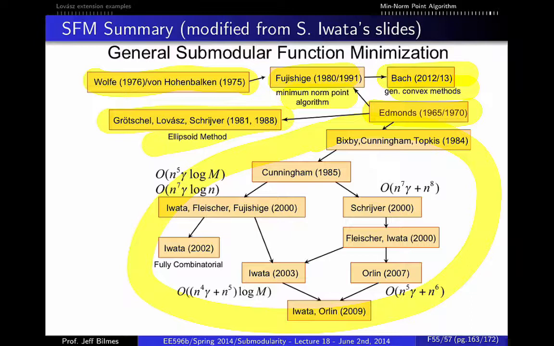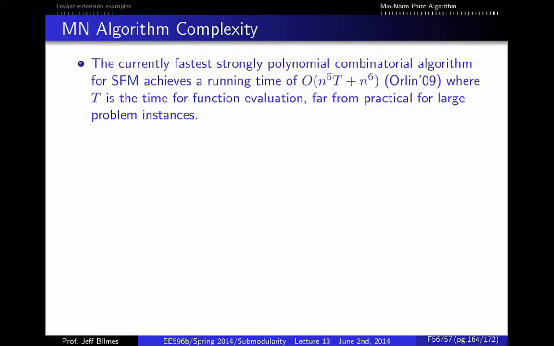But on the other hand, I think using the proximal methods gives us a whole tool set of convex minimization methods for doing the submodular minimization. And to this day, it's still the case that the min norm is state of the art.